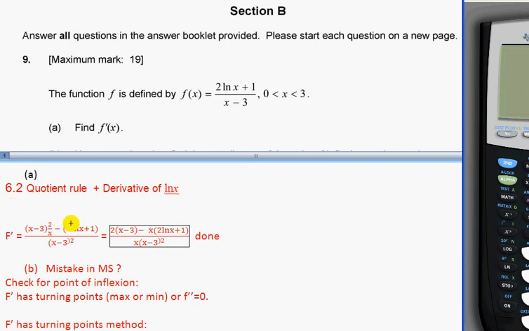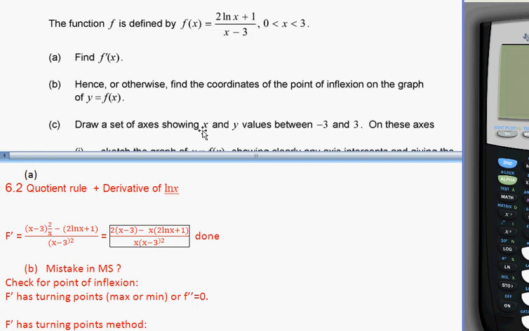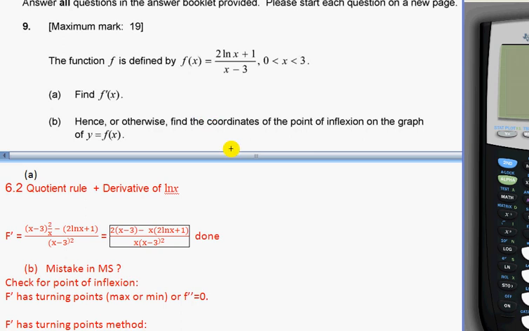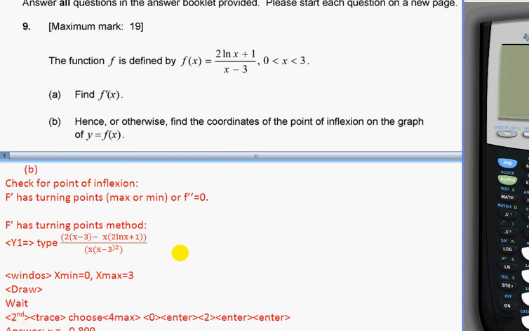Hence or otherwise find the coordinates of the point of inflection on the graph y equals f(x). So first I thought it is a mistake, but now I know that it is not. Check for point of inflection. Either we should find extremes for f first derivative, or we should find second derivative equals 0. F has turning points method. So we use our calculator.